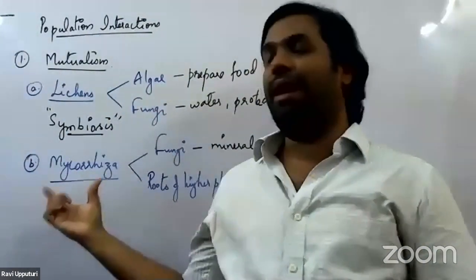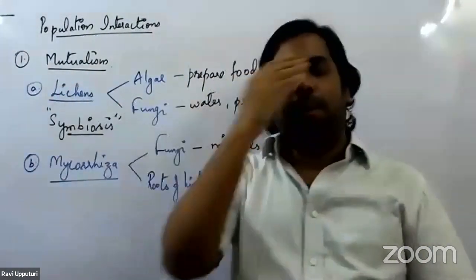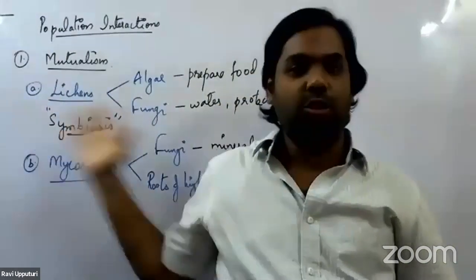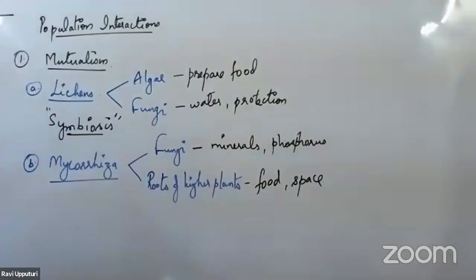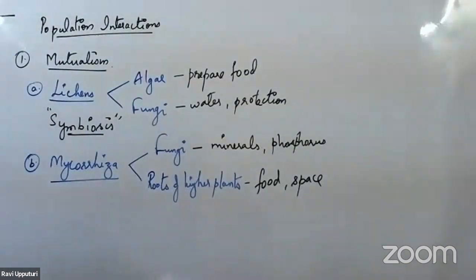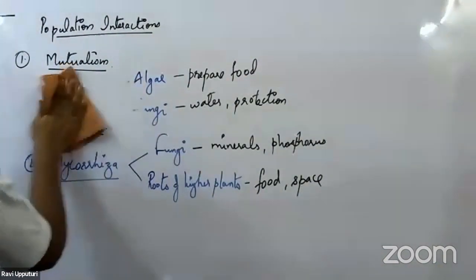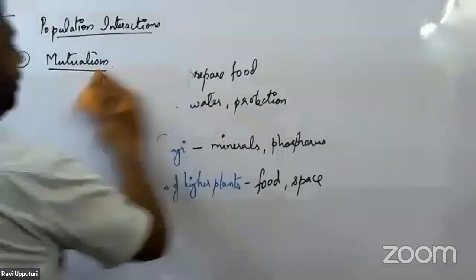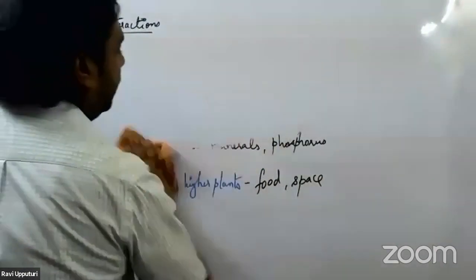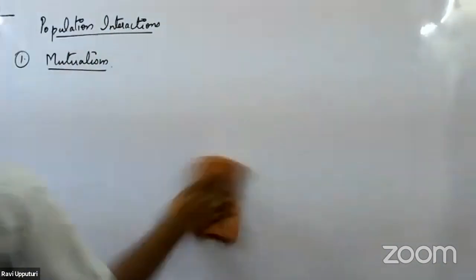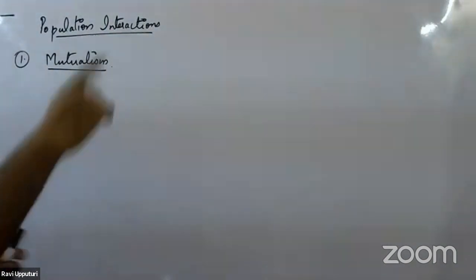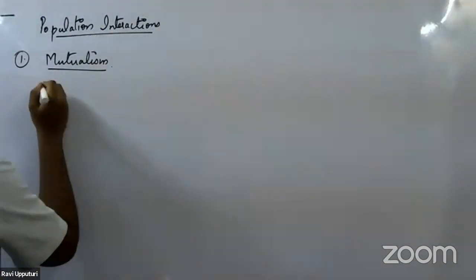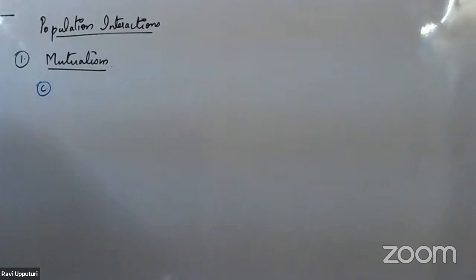So these are the two examples of the interaction called mutualism. Let us take a couple more examples to study this mutualism. The third example we'll take up is a temporary interaction between two species. Till now, what we have seen in these two cases is a permanent interaction.